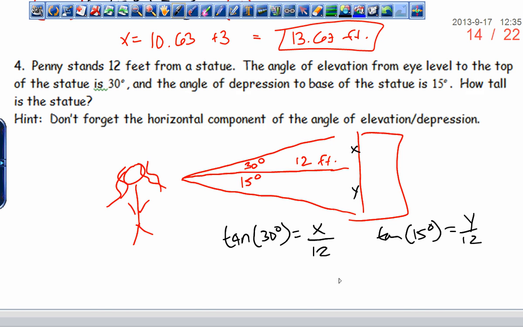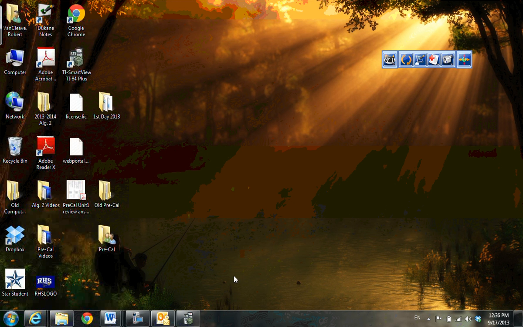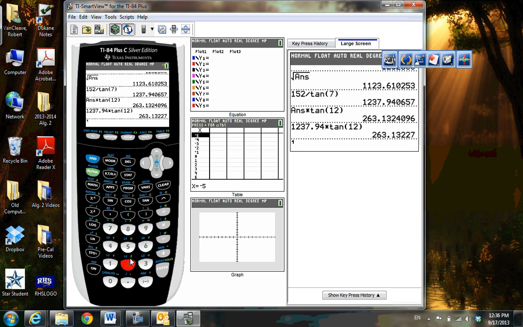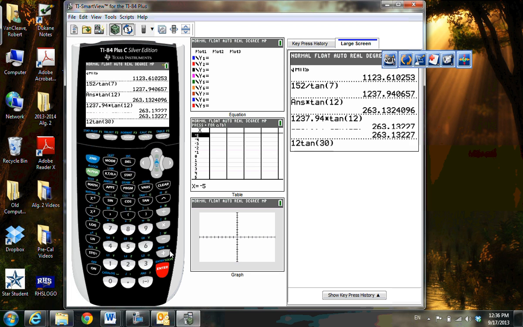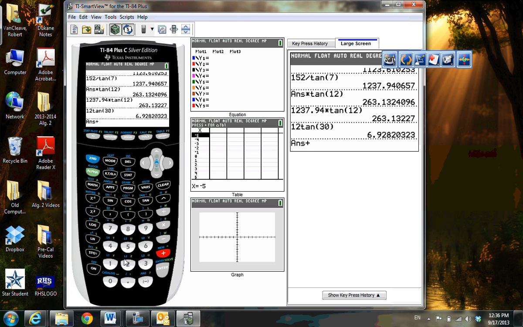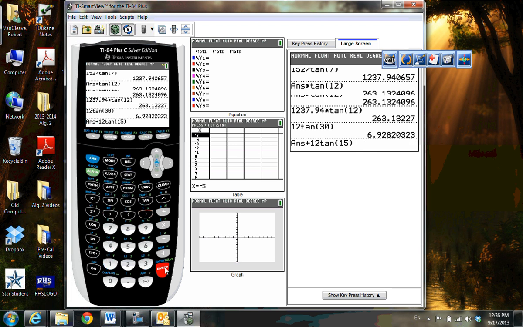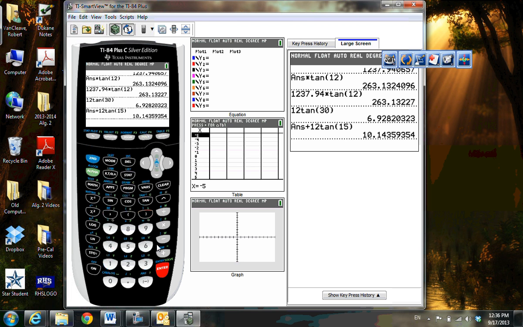So in my calculator, I'm doing 2 things. I'm multiplying 12 times the tangent of 30, 12 times the tangent of 15, and I'm adding those together. So the calculator is what it looks like: 12 times tangent of 30, plus 12 times the tangent of 15. So 10.14 is our answer.